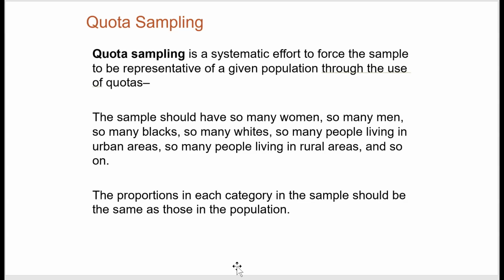Quota sampling. With quota sampling, it's a systematic effort to force the sample to be representative of a given population through the use of quotas. So the sample should have so many women, so many men, so many people of color, so many whites, so many people living in urban areas, so many people living in the country, and so on. And so you're saying, okay, I'm going to ask all these different people that are indicative of the population, and then have equal proportions in the category and go from there.